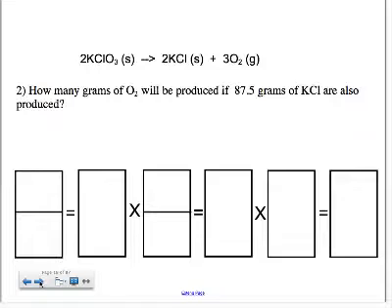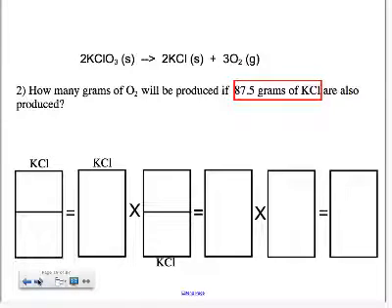Okay, same equation for number 2. How many grams of O2 will be produced if 87.5 grams of potassium chloride are also produced? So we're looking at two products this time instead of a reactant and a product. But the process is exactly the same. First, what's my known? I'm given 87.5 grams of potassium chloride, so I'm going to put KCl for potassium chloride in the 3 boxes for the known.